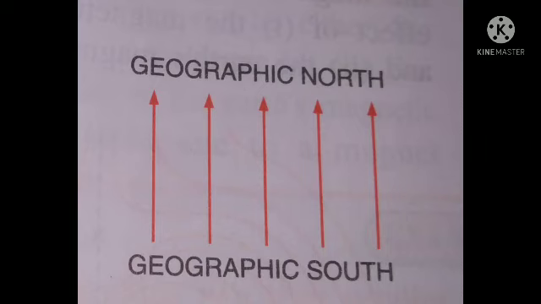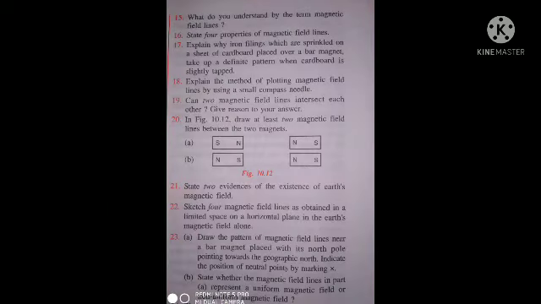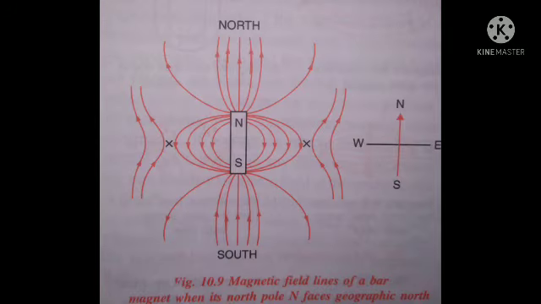Next question number 23. Draw the pattern of magnetic field lines near a bar magnet placed with its north pole pointing towards the geographic north. Indicate the position of neutral points by marking X. State whether the magnetic field lines in part A represent a uniform magnetic field or a non-uniform magnetic field. The diagram is given on the top.